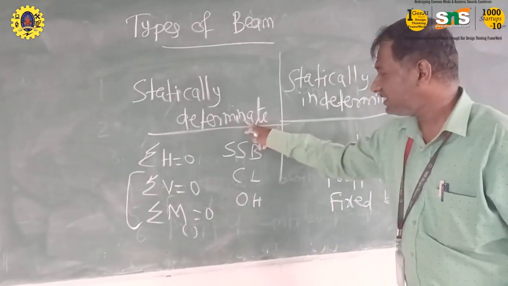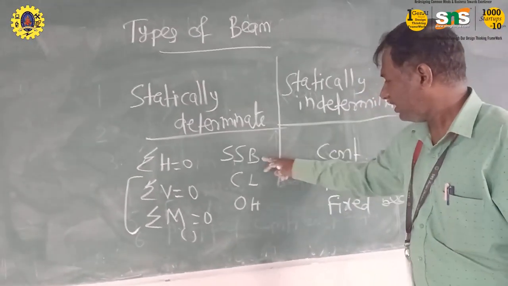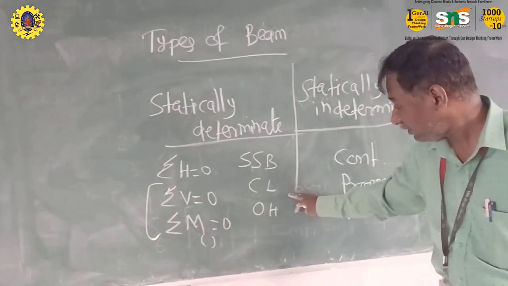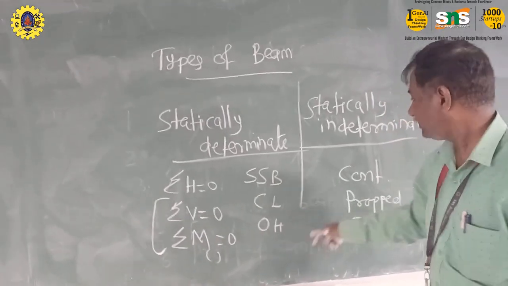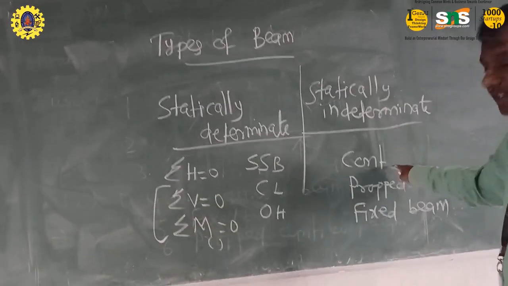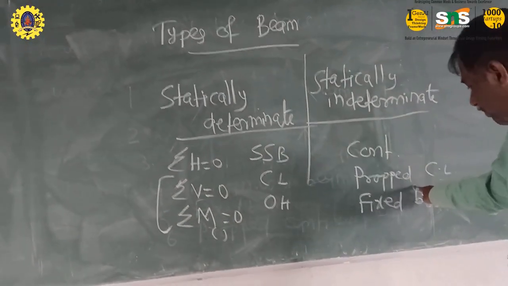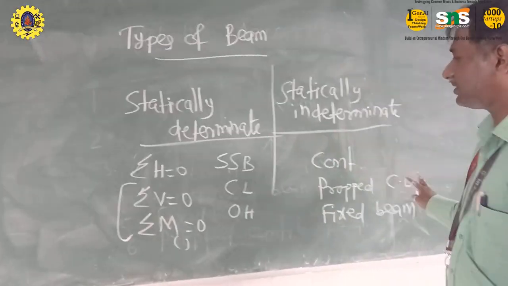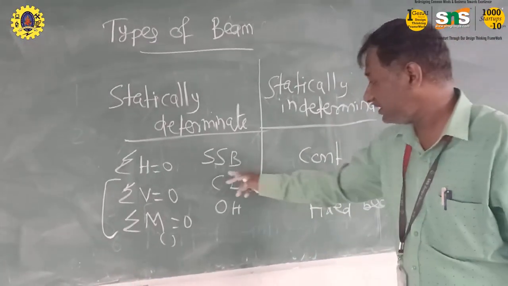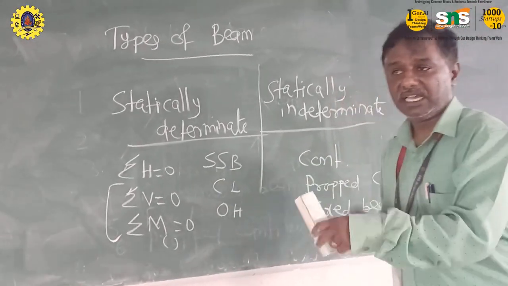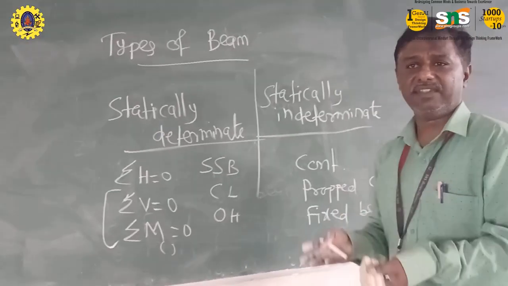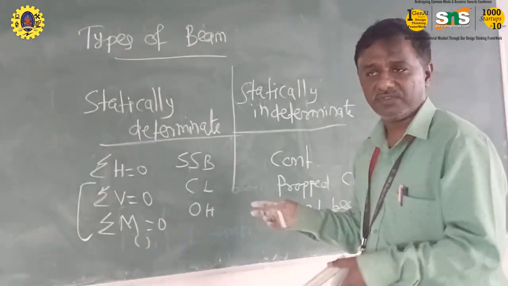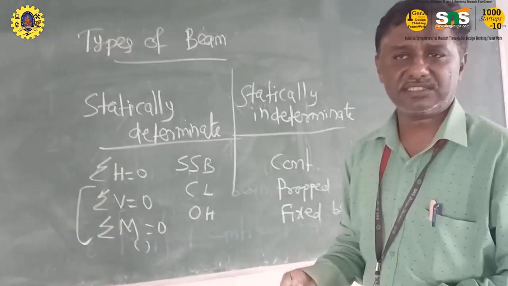Once again, statically determinate beams include the simply supported beam, cantilever beam, and overhanging beam. Statically indeterminate beams include the continuous beam, propped cantilever beam, and fixed beam. So we have this classification based on the static equilibrium equations, whether the equations are sufficient to find the reactions or not. We can have another session in the next class.